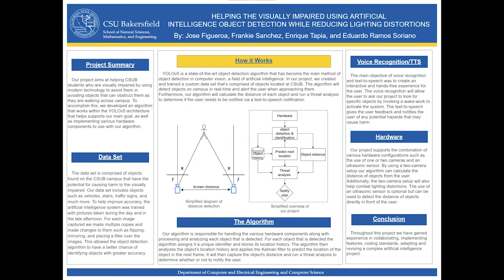So what does our algorithm consist of? Well, our algorithm is responsible for handling the various hardware components, along with processing and analyzing each object that is detected. For each object that is detected, the algorithm assigns a unique ID and stores its location history. The algorithm then analyzes the object's history and applies the Kalman filter to predict the location of the object in the next frame. It will then capture the object's distance and run a threat analysis to determine whether or not to notify the user.